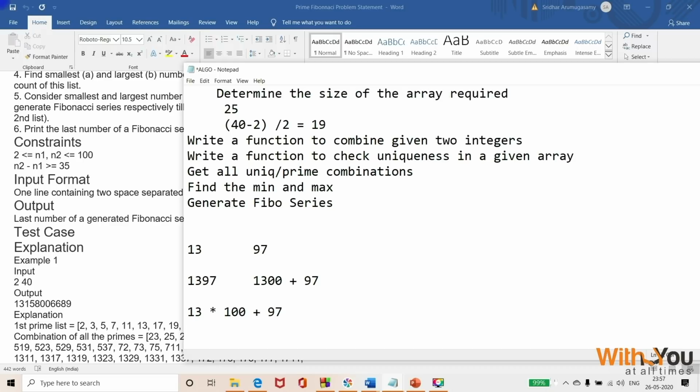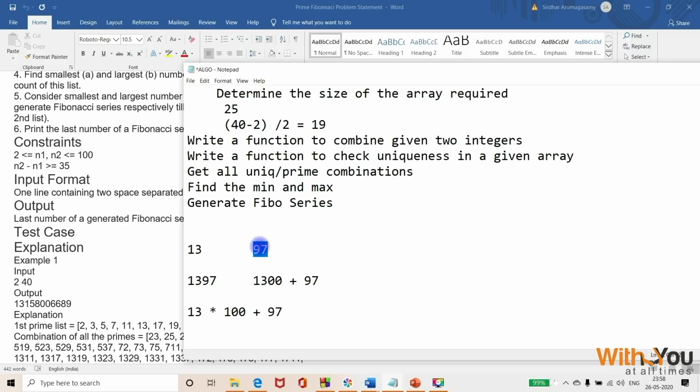That's pretty much easy. But how do you get this 100? Simple. If a two-digit number has to sit next to a number, it should give space for two digits. So how do you give space for two digits? You multiply by 100, you get two-digit space. If it's going to be a single digit, multiply by 10. If it's going to be three-digit, multiply by 1000. Fine. So we need to combine, we understand.